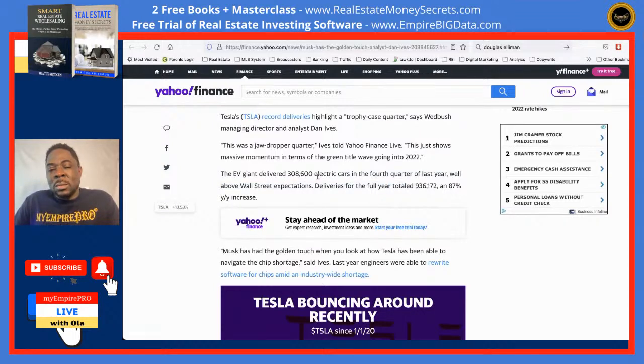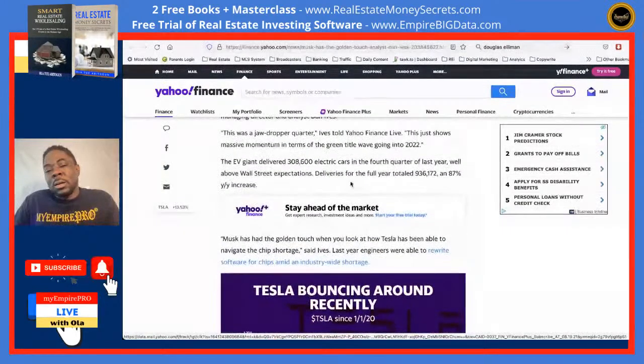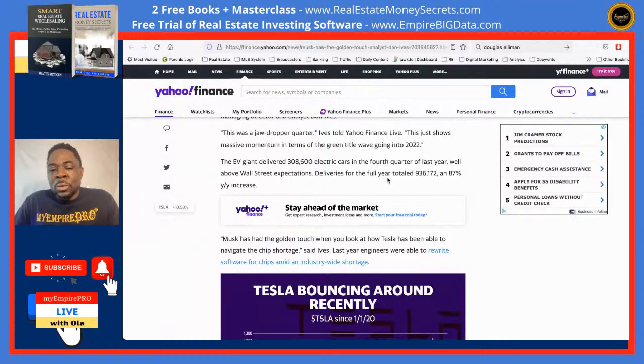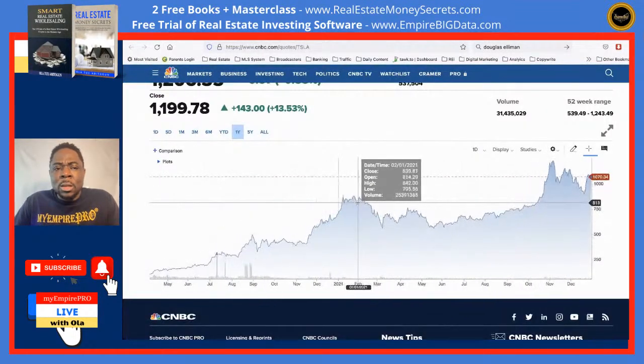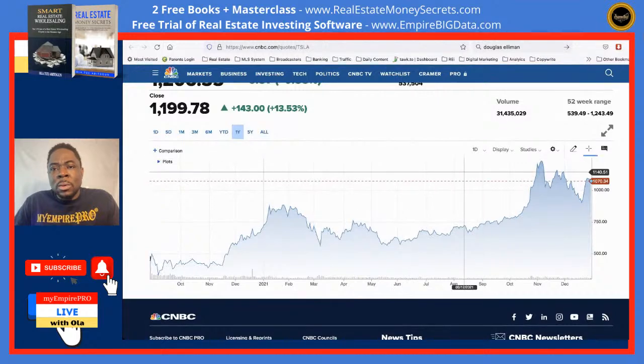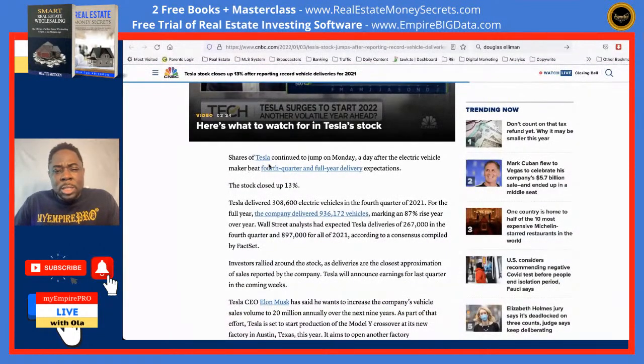So that's the reason apparently why Tesla is making the news today. All right, there's another news item that I have here for Tesla. Actually, we're going to come back to this. Shares of Tesla continue to jump on Monday. This is the first day of the year too, so that's a good outlook for the year. Again, think about it.